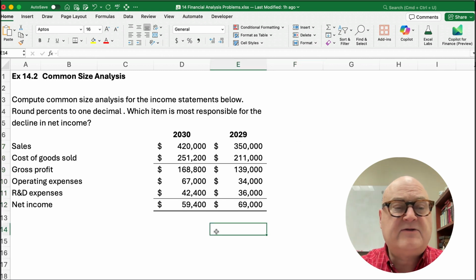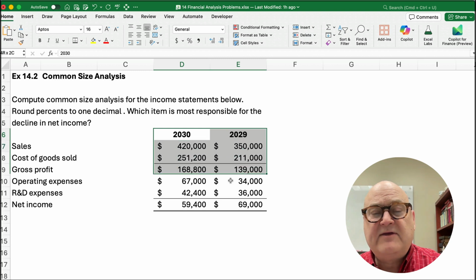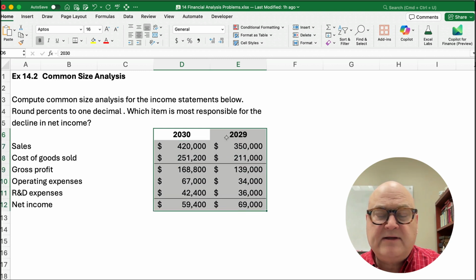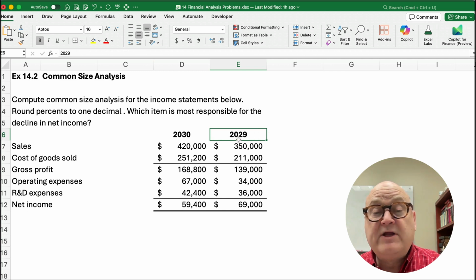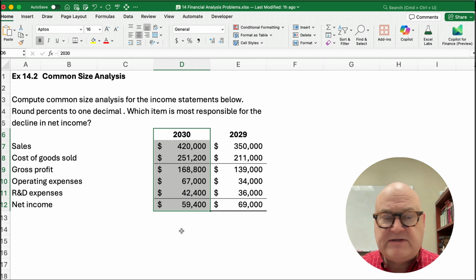So here are the instructions. Compute the common size analysis for the income statements below. Round percents to one decimal. Which item is most responsible for the decline in net income? Now, when you get a problem like this, make sure you look which one is the first year, which one's the second year. Here, 2029, the first year, is to the right, and then to the left is 2030, which is the second year. All right, so we need to do a common size analysis.